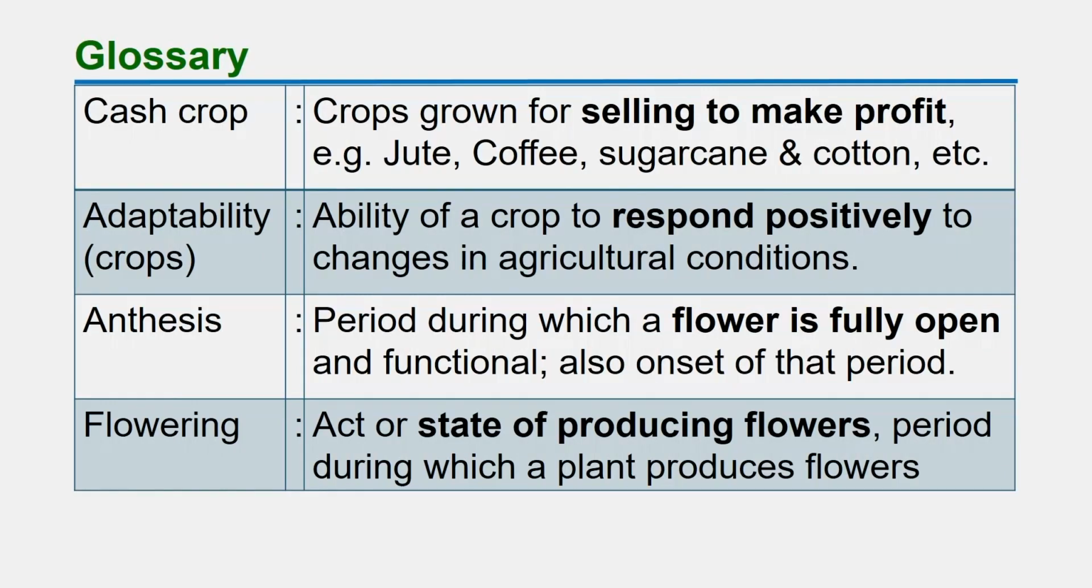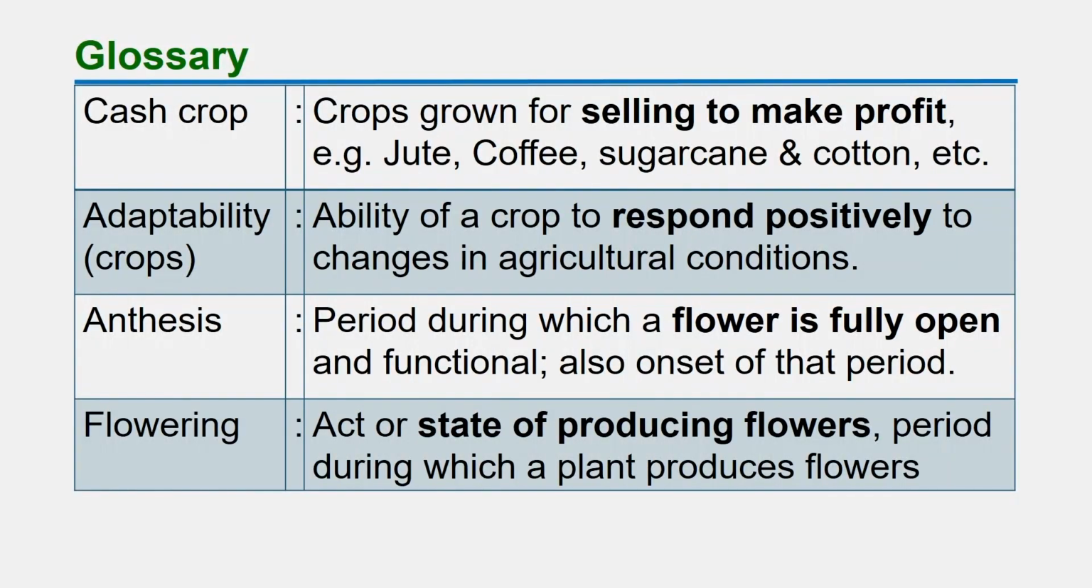And then before we start, let us check some difficult words in form of glossary. Cash crop. So basically jute is a cash crop, therefore the term cash crop: crops grown for selling to market, to make profit in the market. Example, jute, coffee, sugarcane and cotton etc. are cash crops. Adaptability with respect to crops: ability of a crop to respond positively to changes in agricultural conditions.